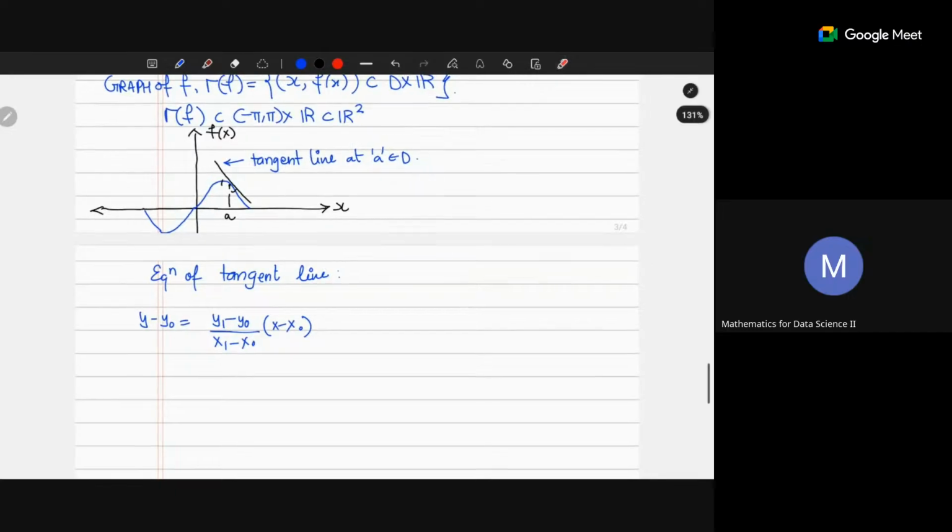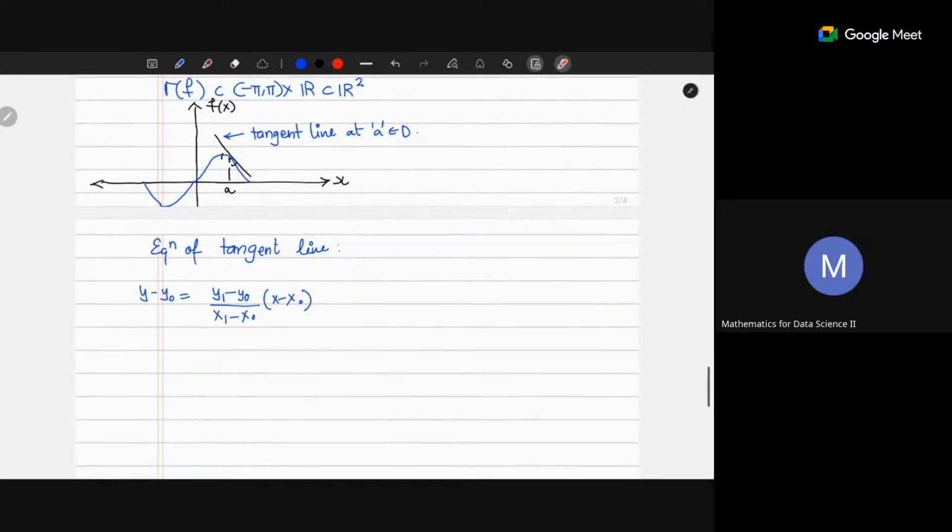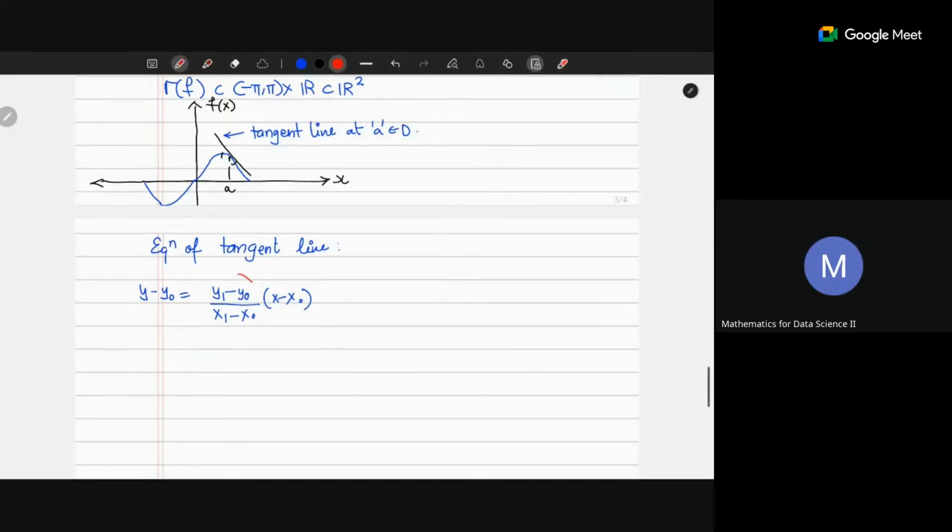So you have correctly pointed out that this part of the equation is the slope. This can be calculated. So the slope m can be calculated by df by dx evaluated at x equal to a. This can also be thought of as f prime of a. This is nothing but the f prime of a.